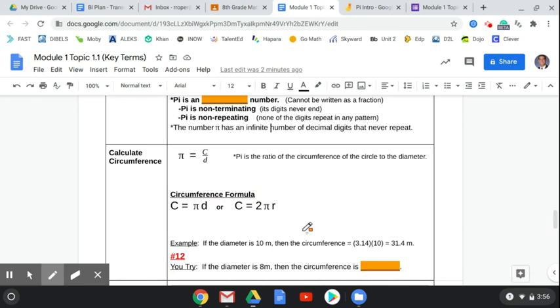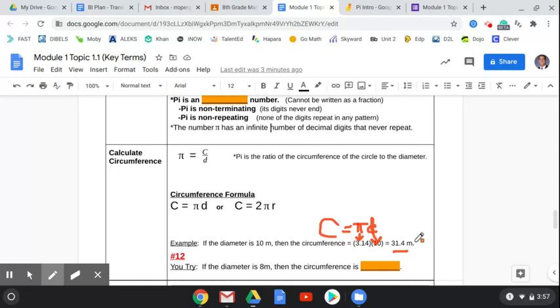So for example, it says if the diameter is 10 meters, then the circumference would be equal to, C would be equal to pi times diameter. Pi is 3.14, so I plugged in 3.14. The diameter is 10, so I plugged in 10 for the diameter. What's 3.14 times 10? 31.4. So if the diameter is 10 meters, the circumference of the circle is 31.4 meters. All right, so you try this one. It says the diameter is 8.